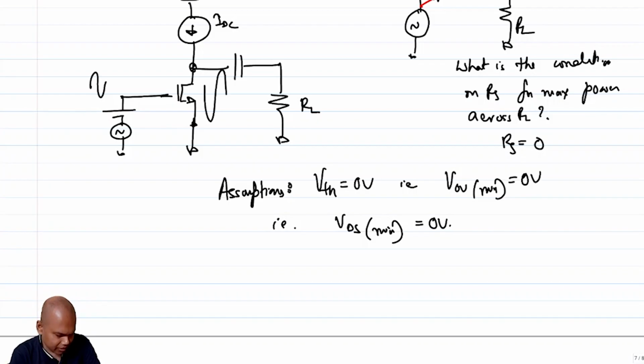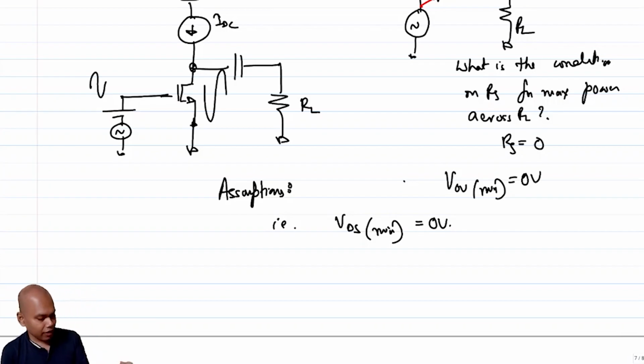By the way, the threshold voltage being 0 volt is not necessary for this. Let's assume that V overdrive min is 0. It's just to simplify the assumption, because if I do not simplify it, then I'll have to ensure that this minimum is above 0. That's the only assumption I am making right now, and you will see later what the impact of that is.